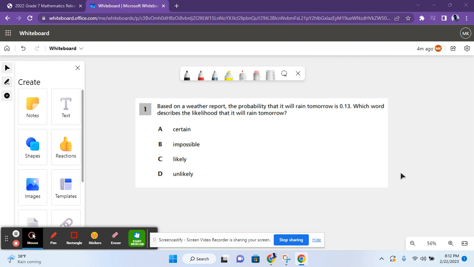Hello everyone, this is Moonlight Learning Academy, and today we are going to be doing the first 5 problems of the 2022 Grade 7 Mathematics Day exam for New York State.